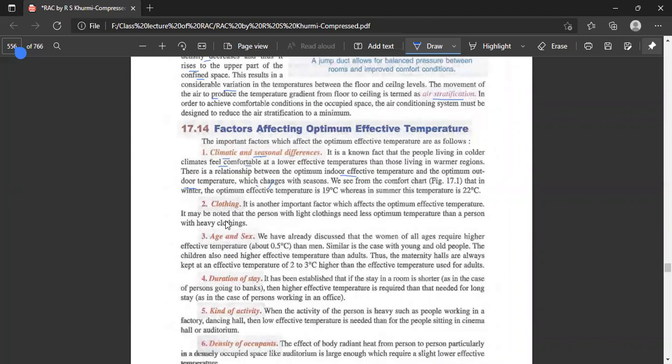Climate: in climatic changes, the temperature changes. Your clothing may change the temperature. Clothing changes according to age and sex. Ladies and children require a higher effective temperature.